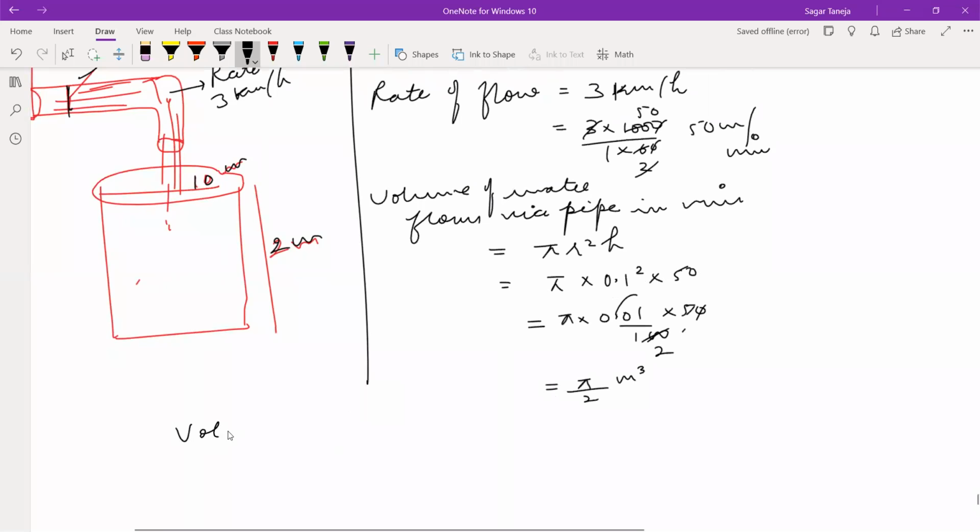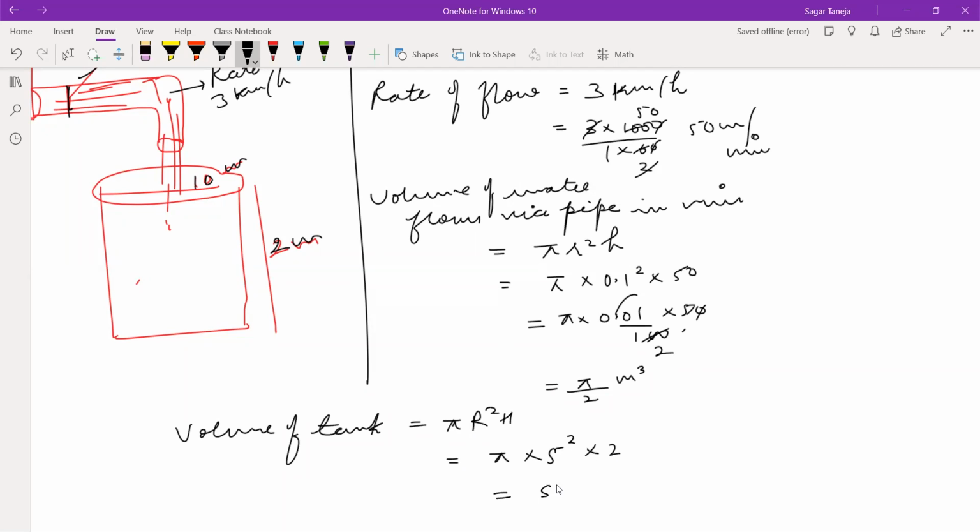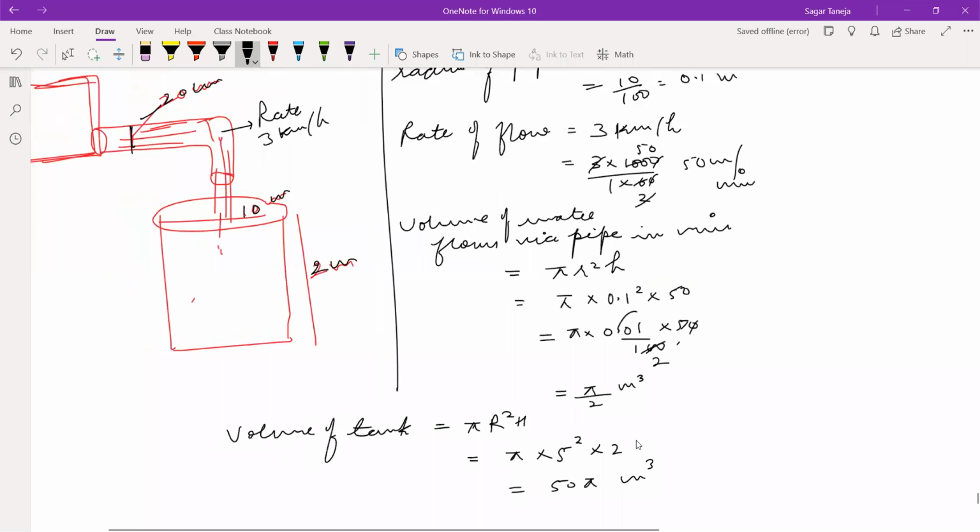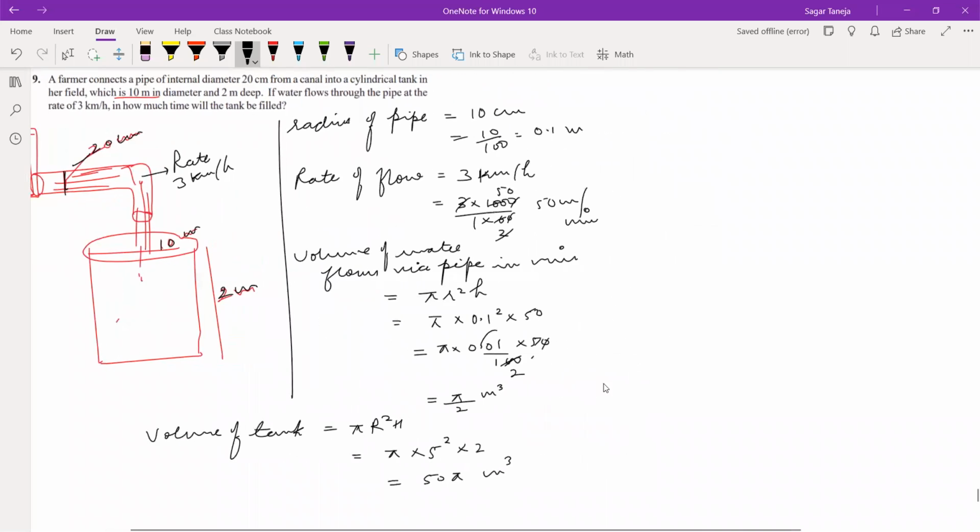So now let us calculate the volume of the tank. So how much water will be there in the tank? Volume of tank, again pi r square h. Let us represent it by different r and h, capital R and h. That is pi R square. R here is 5 square and h is 2. That is 50 pi meter cube.